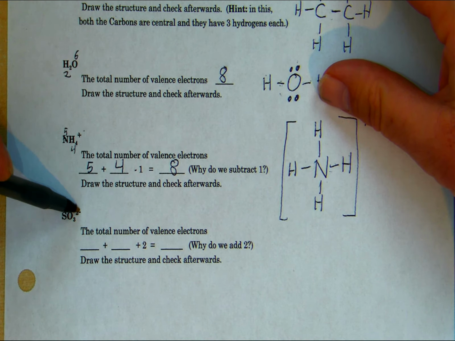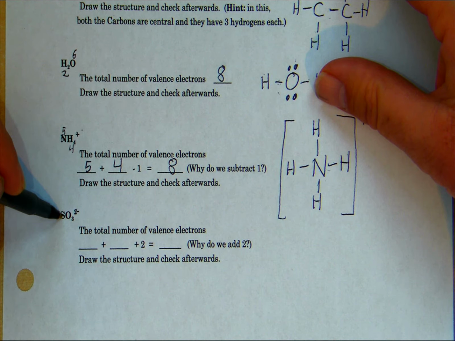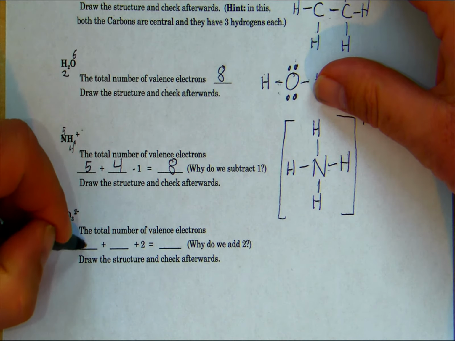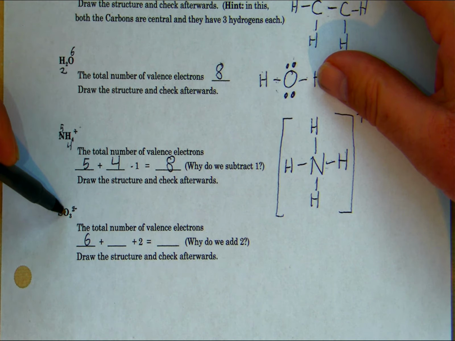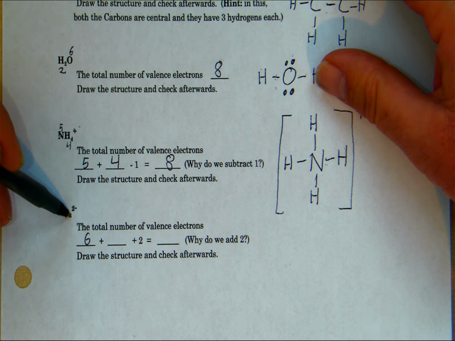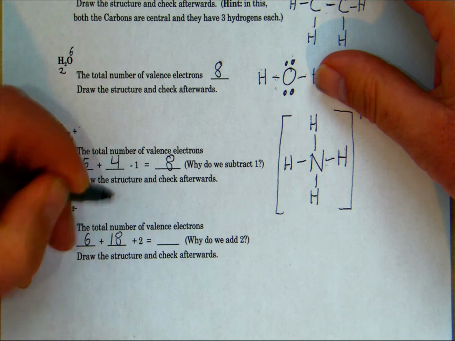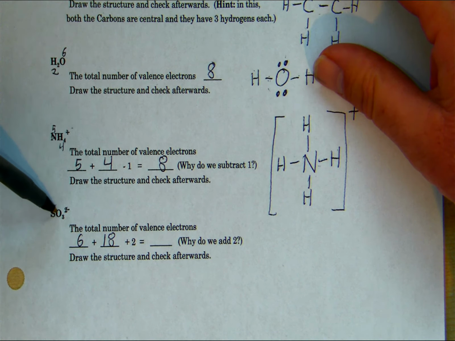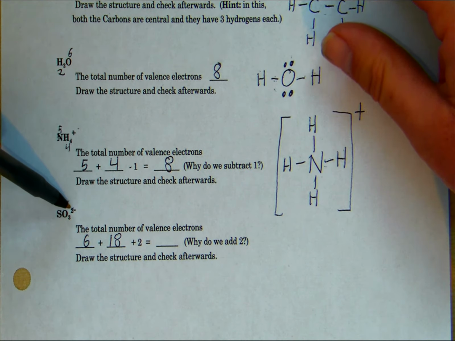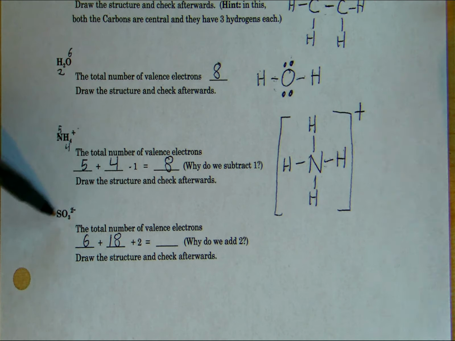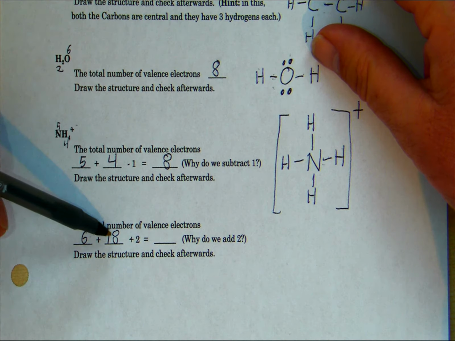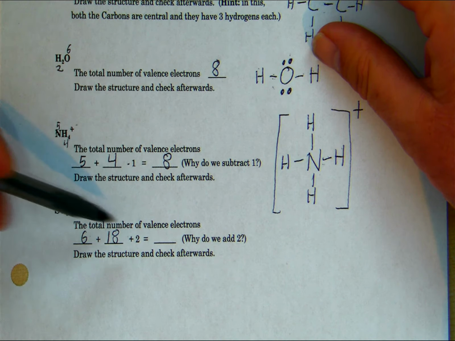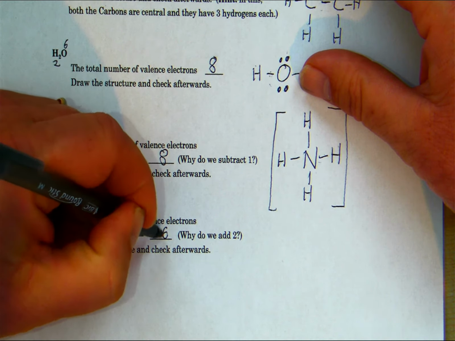SO3 with a 2 minus charge. Sulfur has, like oxygen, 6 valence electrons. Each oxygen, like sulfur, has 6 valence electrons, and there's 3 of those. 6 times 3 is 18. In addition, there are 2 additional electrons making this a polyatomic ion with a 2 negative charge. So we have to add 2 to our total number of electrons to come up with 26 electrons in this situation.